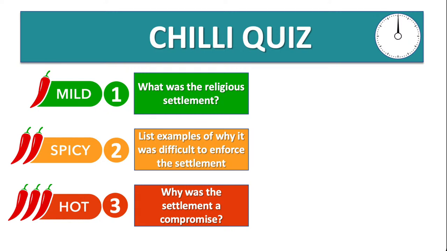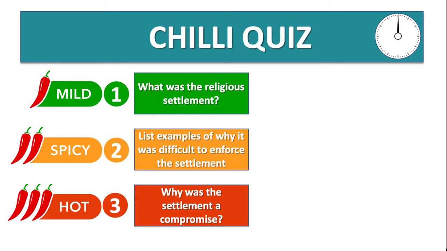And examples of why it was difficult to enforce. Couldn't end religious disputes. Most of the population gradually conformed. There was a minority remaining loyal to Catholicism, and of course we also had the issue with Puritanism that was mentioned. We haven't had a suggestion for the top answer, so Anonymous is scoring some points there, but no one's got the top score, unless it appears while I'm talking.